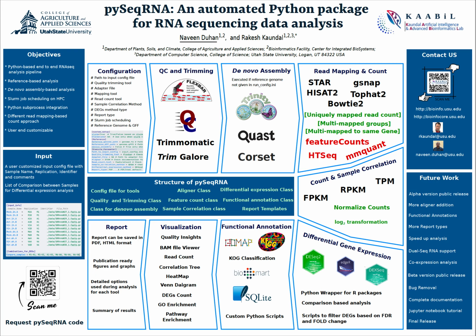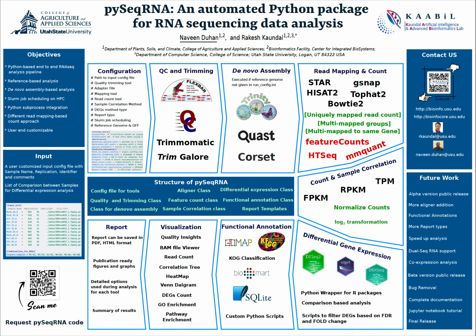In functional annotation for gene ontology, we have implemented GOMap. For pathway analysis, we have implemented KEGG and COG classification. And for other functional annotations like domain and homologs, we have implemented BioMart. And all these functional annotations we have implemented through SQLite databases and by writing custom Python scripts.